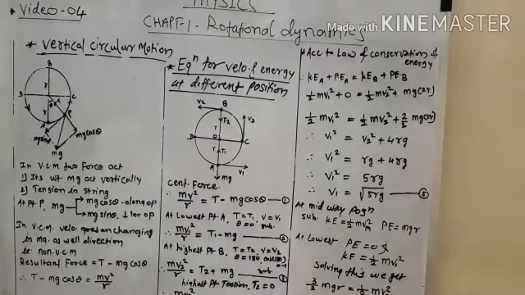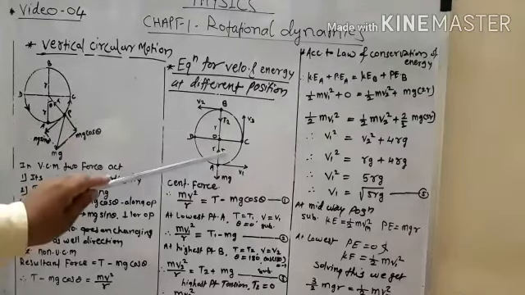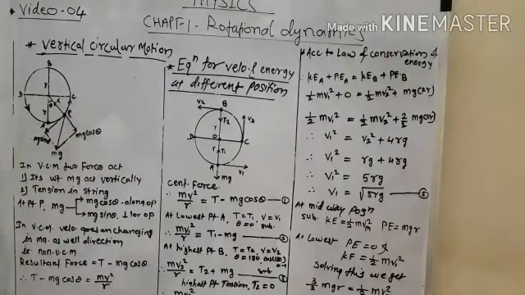For that purpose we have to consider that when the particle performs VCM, its velocity does not remain constant; it changes its magnitude as well as direction. So we have to consider here: let T1 and T2 be the tension in the string at points A and B respectively. See the diagram, tension T1 and T2 at points A and B respectively.